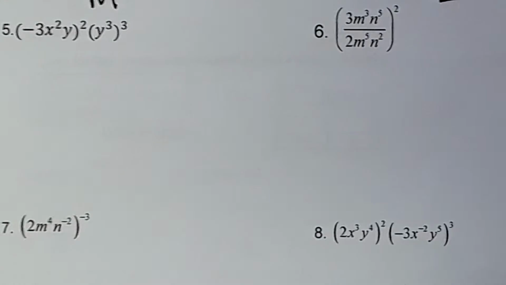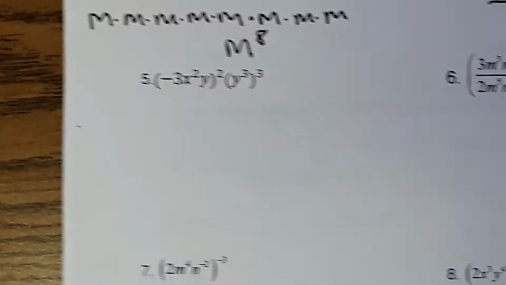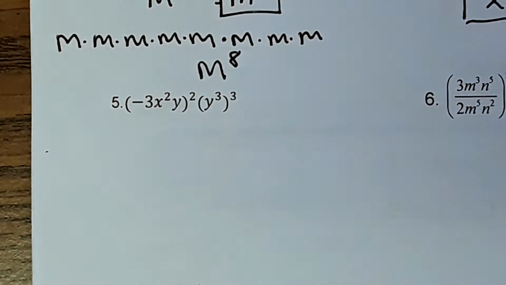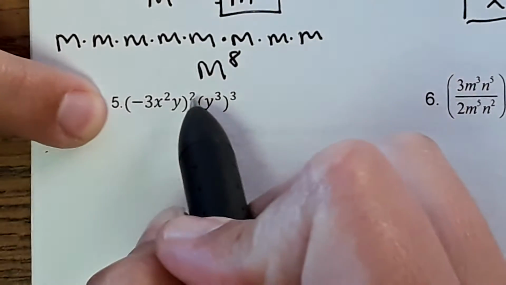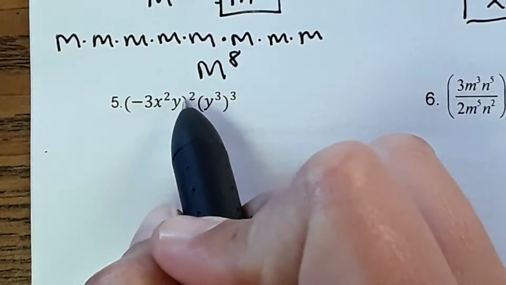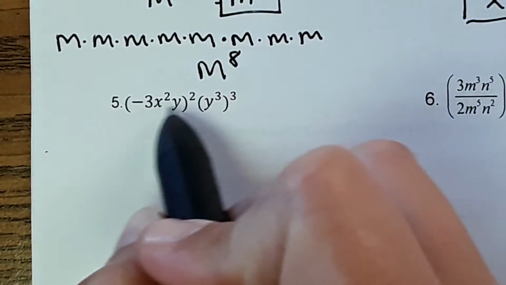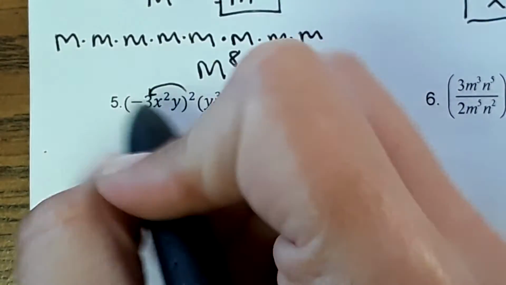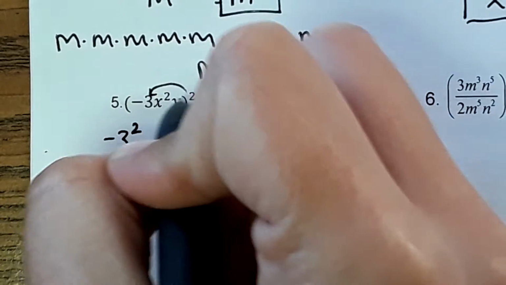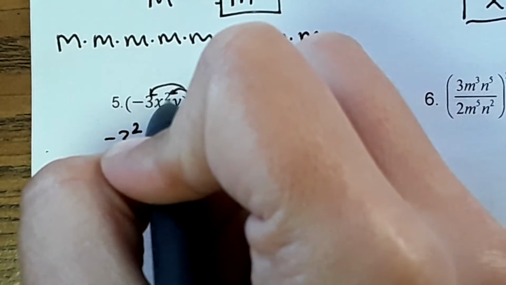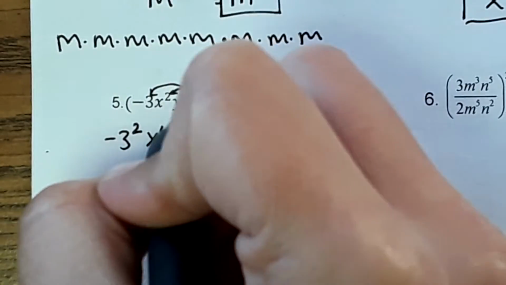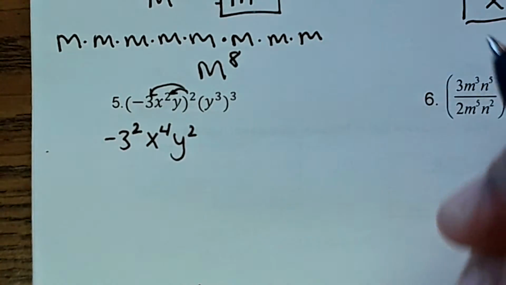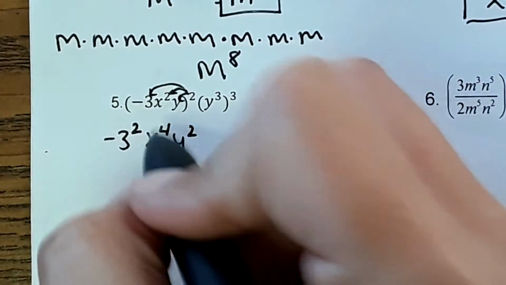Okay, so now it starts getting a little bit more complicated. We're just going to continue using the rules. For number 5, it has the exponent on the outside of these parentheses, so I have to apply this squared to everything in here individually. So it's going to be -3 squared, and then it'll be 2 times 2, so x to the 4th power, and then y squared. So I'm just applying the squared to all those.